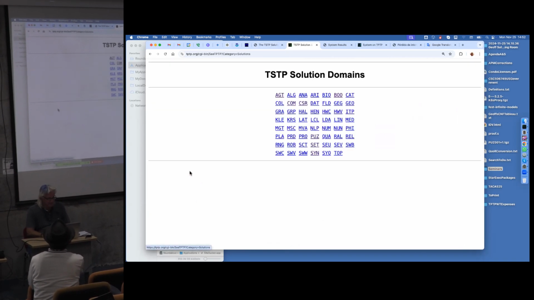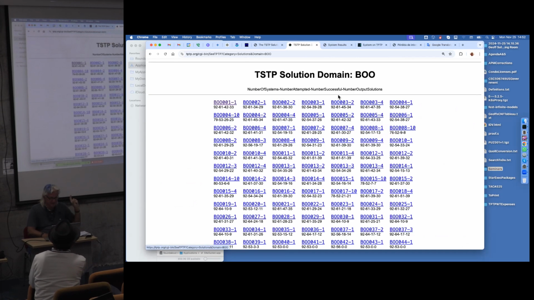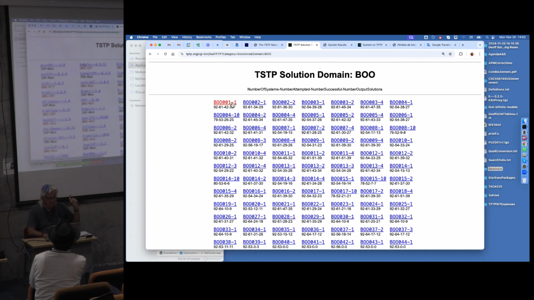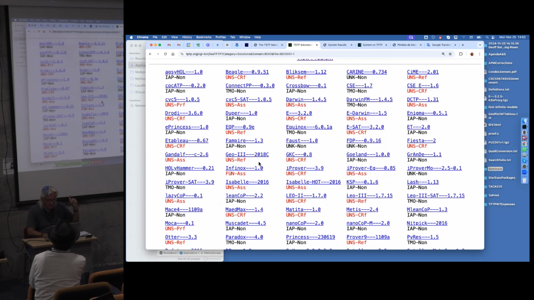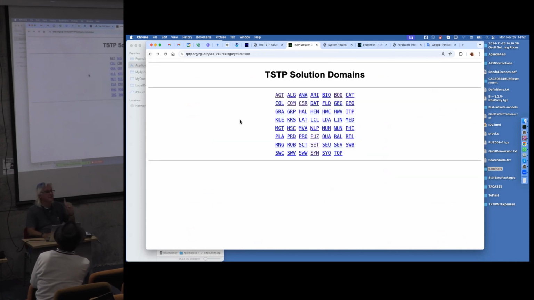We go here and we go to the Boolean algebra. Every Robbins algebra is a Boolean algebra. Here's the problem. And we find who solved it. Doesn't look like anybody solved it. EQP should have solved it. Let's go to another one rather. Let's go to Aunt Agatha.